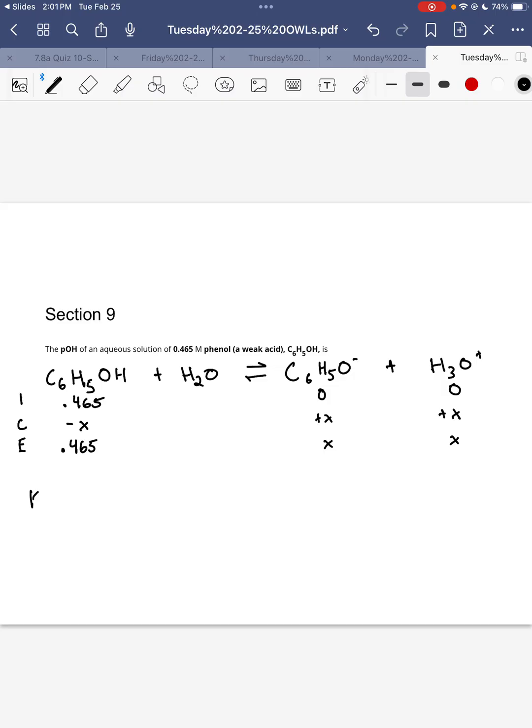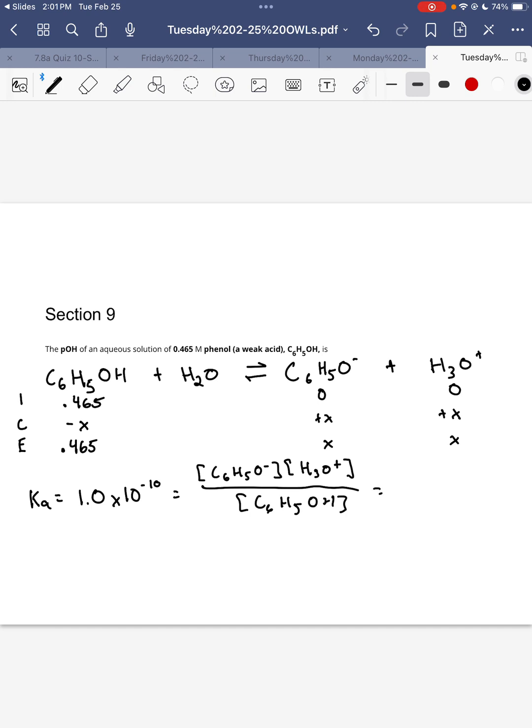Now, I'm going to go into my Ka values listed on the Owls here and find that the Ka of phenol is listed at 1.0 times 10 to the negative 10th. And so I'll set that equal to the concentration of my products times one another, over the concentration of my reactants, C6H5OH, which is phenol. If I plug in my equilibrium values here, I get that those equal X squared over 0.465. So 1.0 times 10 to the negative 10th equals X squared over 0.465.